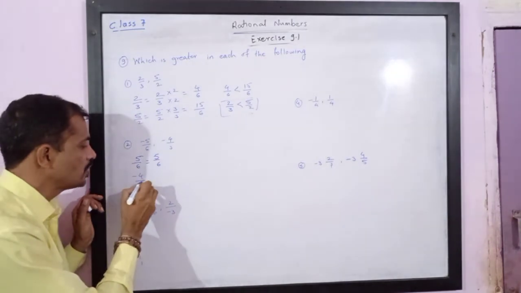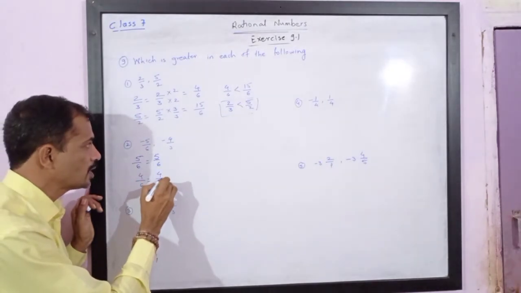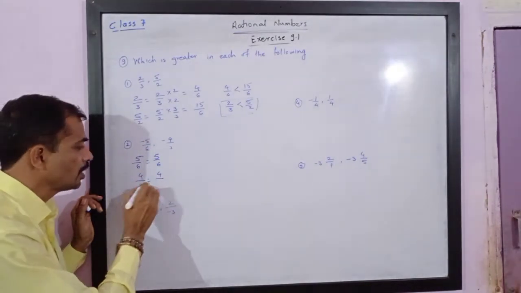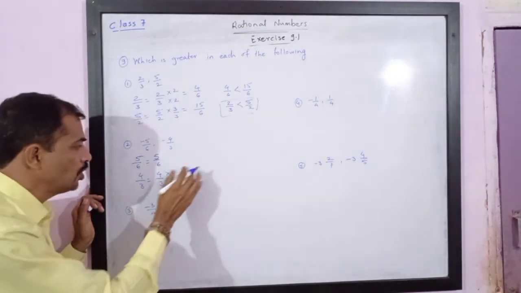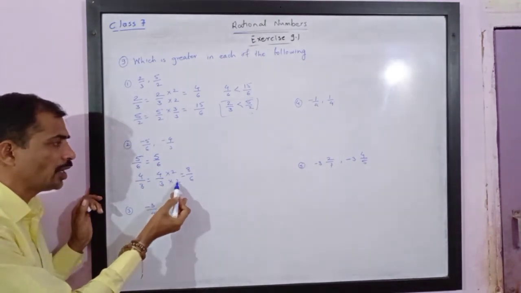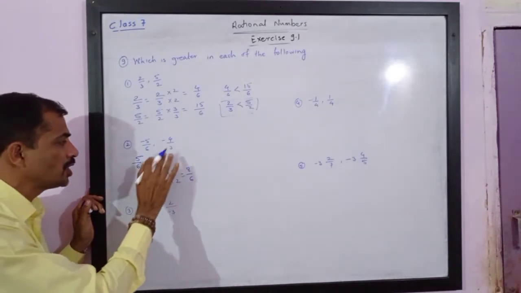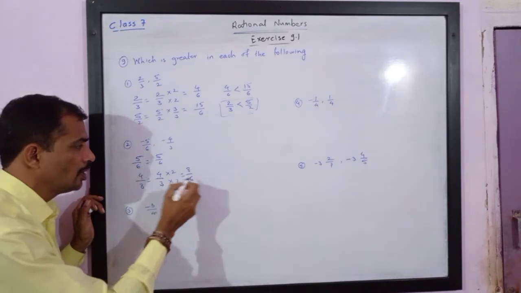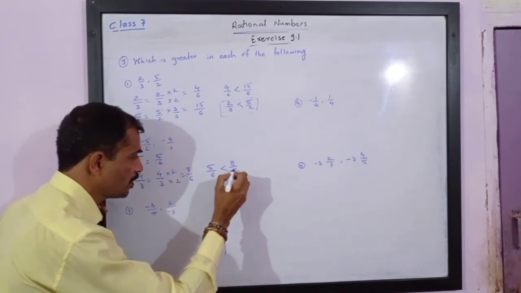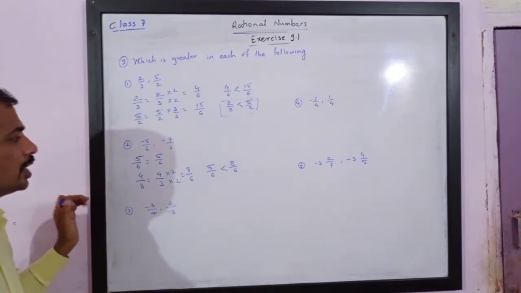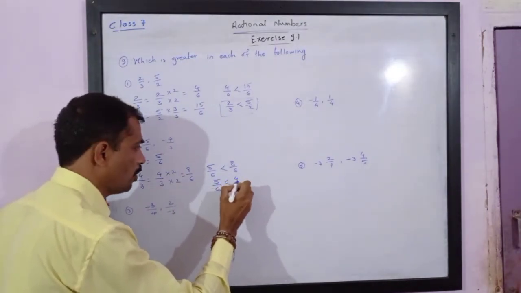So 4 upon 3 is equal to, if you multiply both numerator and denominator by 2, we will get 8 upon 6. Please note, I have multiplied both numerator and denominator by 2, so I have got 8 upon 6. Now denominators are the same, so we can do the comparison. This 5 upon 6 I have kept as it is. Please note, 5 upon 6 is smaller than 8 upon 6. But 8 upon 6 is nothing but 4 upon 3. So 5 upon 6 is smaller than 4 upon 3.